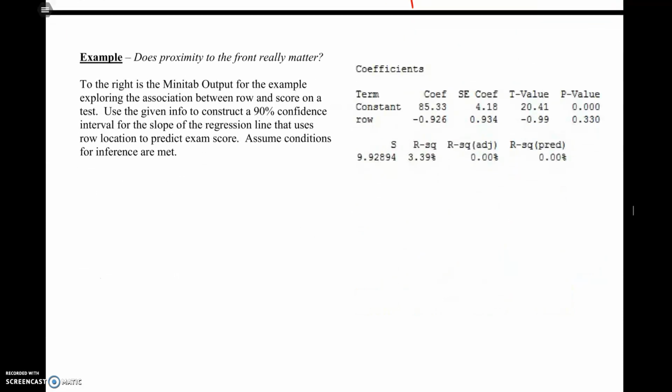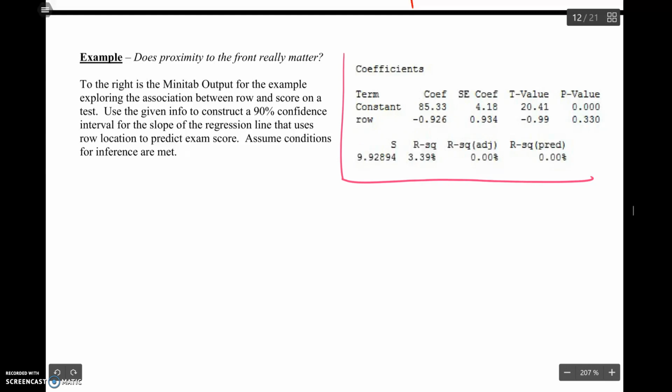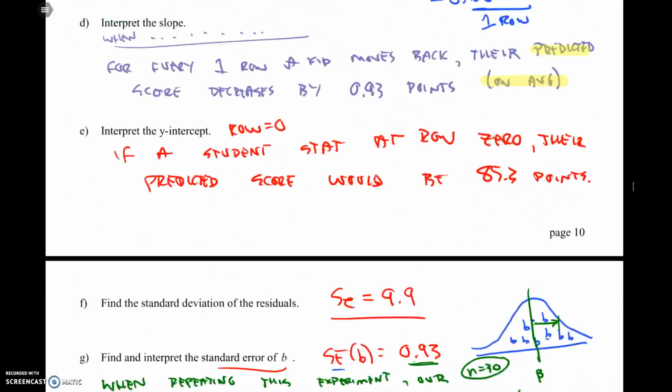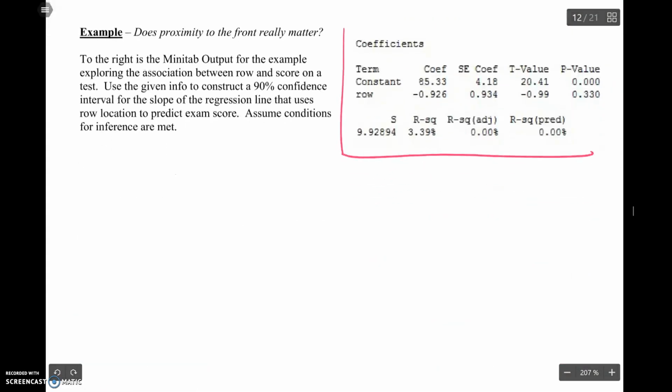All right, so does proximity to the front really matter? So this is the computer output of our example that we did before, where we had all of this row data here. I believe we had a sample of 30 subjects in this study. Let's pretend we don't. On the AP test, you're not going to have to type in those 30 pieces of information in your calculator. They don't want you to type for 5 minutes just to get the info in your calculator. So let's just pretend this is all we have.